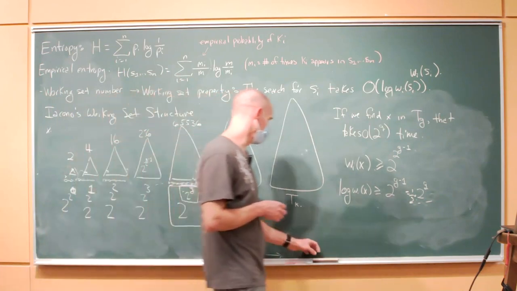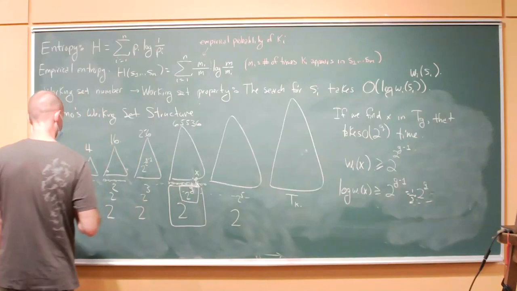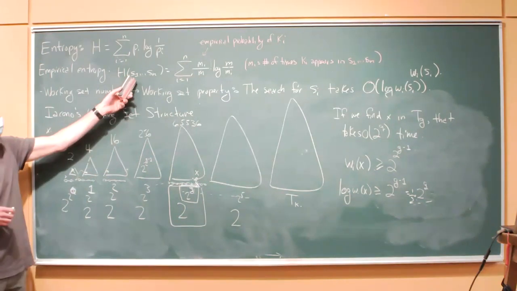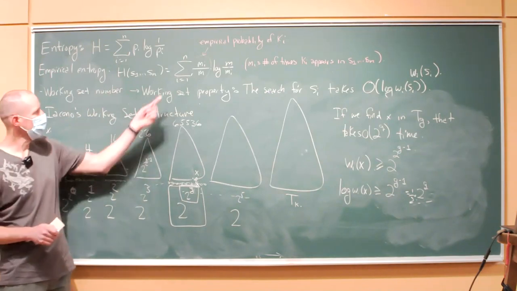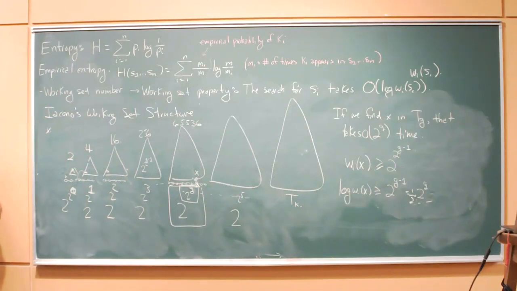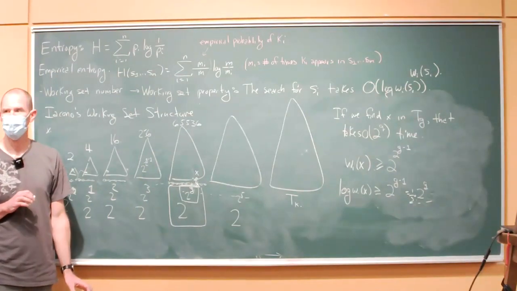So there you get it, that this structure gives you the working set property, which means that it lets you access this whole sequence in time proportional to m times this empirical entropy. Very easy. Questions?